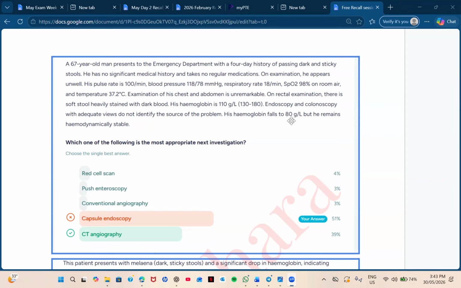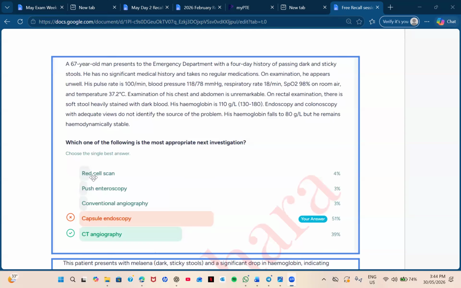The rectal examination, there's a soft stool, heavily stained with dark blood. The hemoglobin 110, and the endoscopy and colonoscopy with adequate view do not identify the source of the problem. The hemoglobin falls to 80, but he remains hemodynamically stable. So, which one of the following most appropriate next investigation?